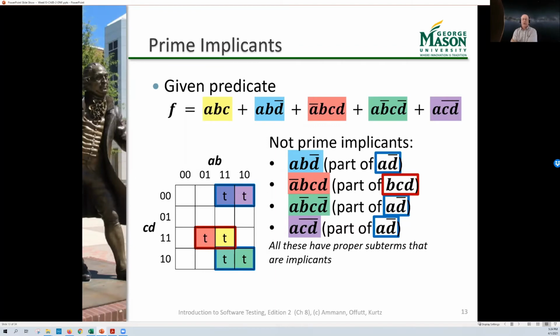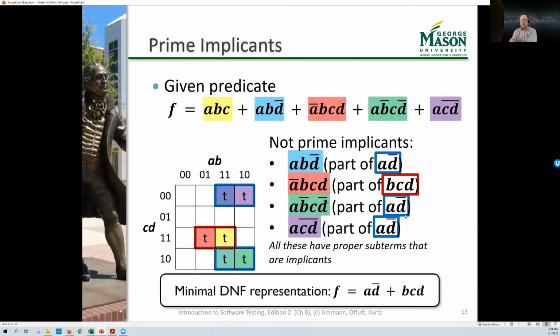And so if we do our simplification, which I've kind of given away by now, our minimal representation that has just prime implicants is A not D, and that gives us this 2 by 2 blue, and BCD, which gives us this 1 by 2 rectangle in red.